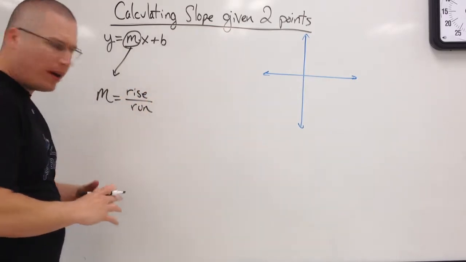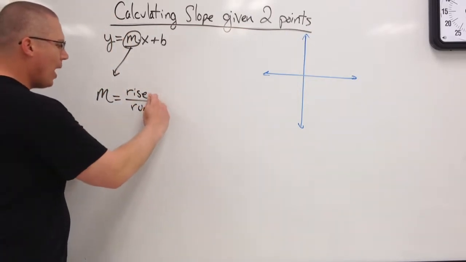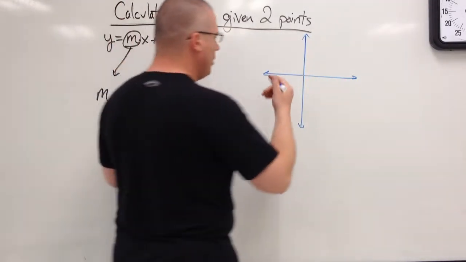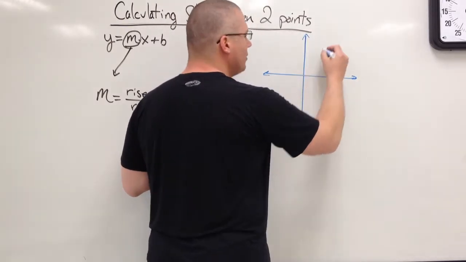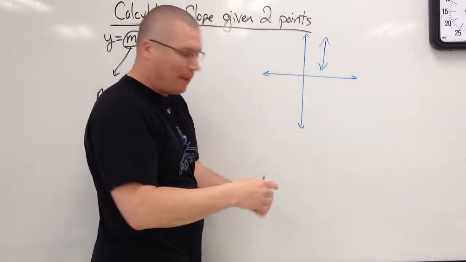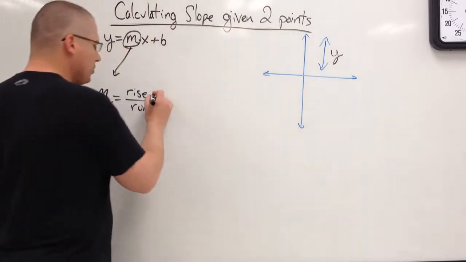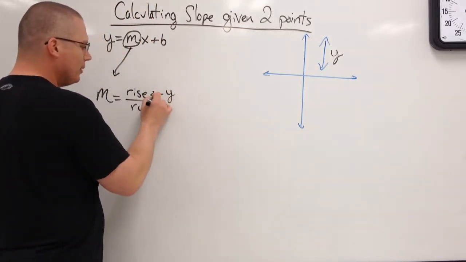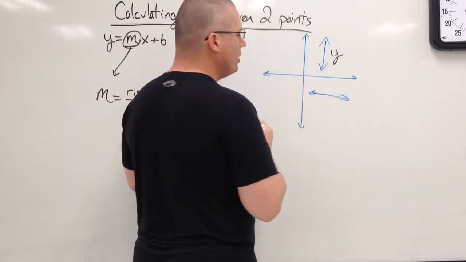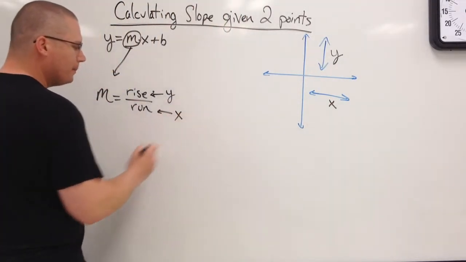Now I want to show you real quick on the graph so we're understanding what's going to come later in the formula. Rise, think about your coordinate plane, which direction is your rise? Rise is up and down. Which axis goes up and down? It's the y-axis. So y is going to be part of my top. Run, hopefully you see now that run is going to be your x direction. X is going to be part of the bottom.